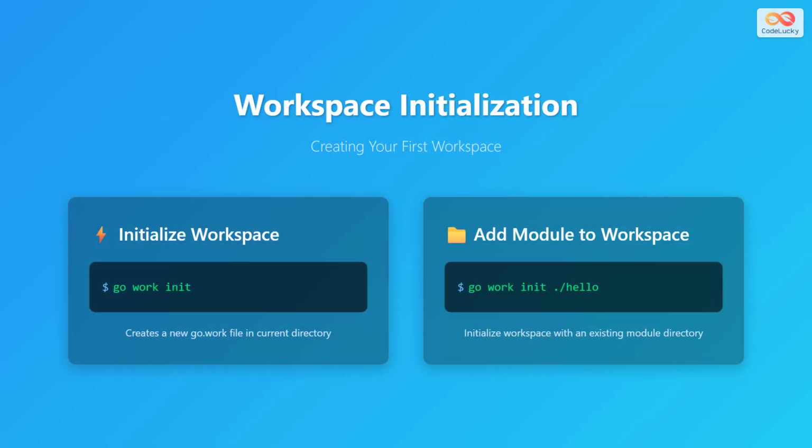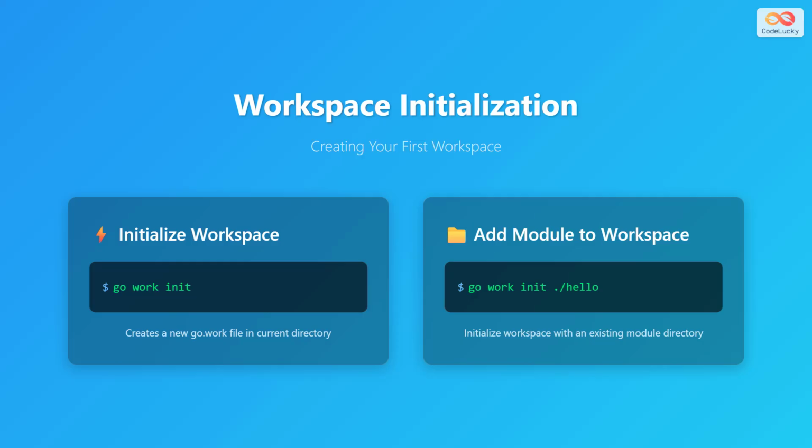Creating your first workspace is straightforward with Go's built-in commands. The primary command for initializing a workspace is go work init, which creates a new go.work file in your current directory. This file serves as the configuration center for your entire workspace.